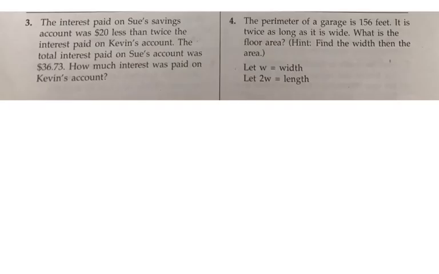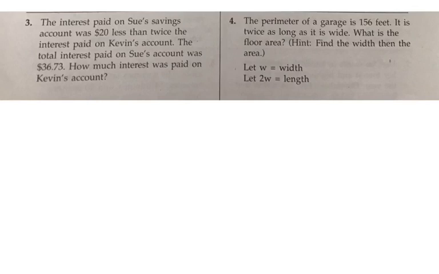All right, let's do these last two. So these are interest problems. These kind of deal with percents here, or at least number 3 does. The interest paid on Sue's savings account was $20 less than twice the interest paid on Kevin's account. The total interest paid on Sue's account was $36.73. How much was paid on Kevin's account?